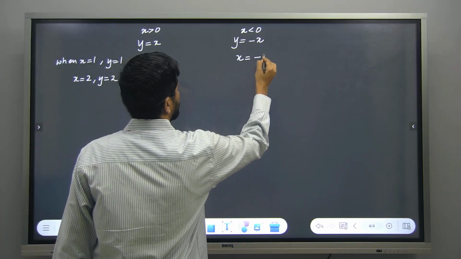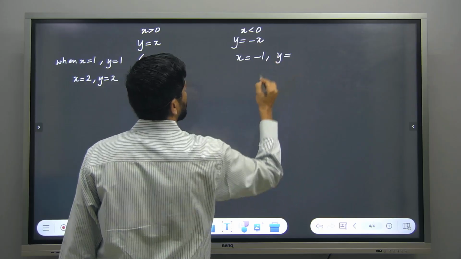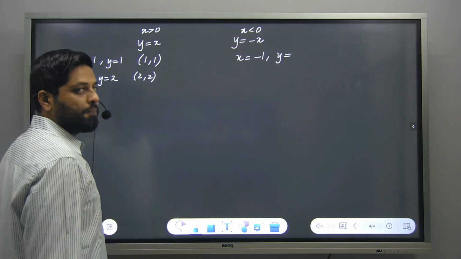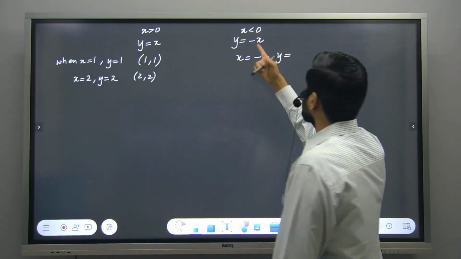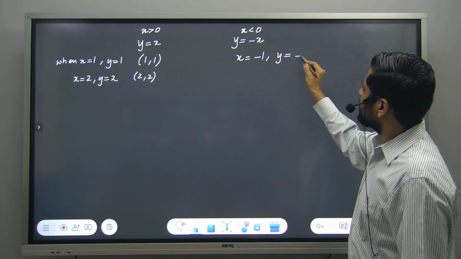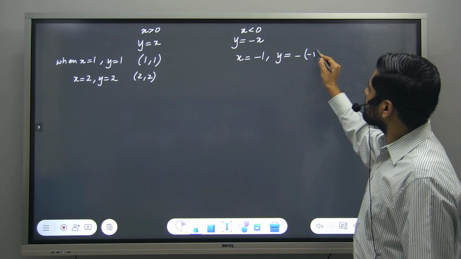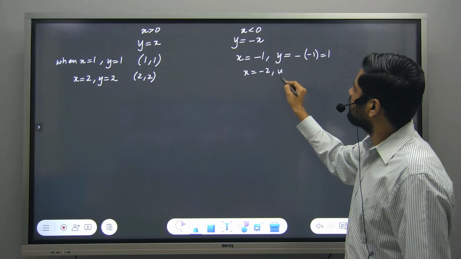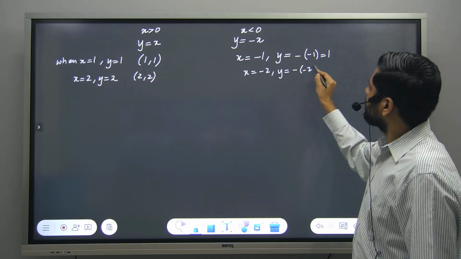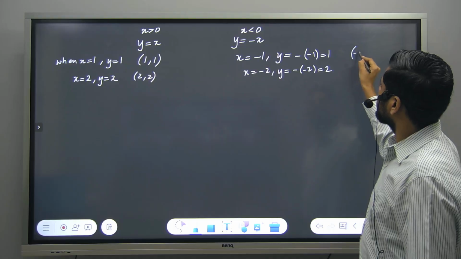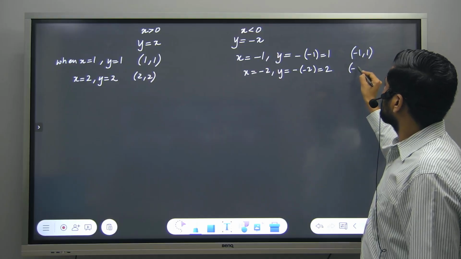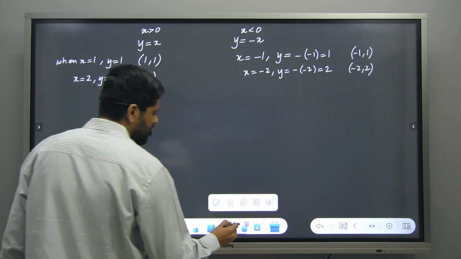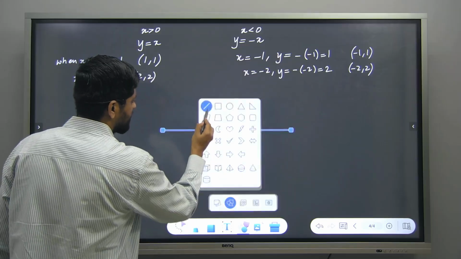Minus 1. What will be y? Plus 1, because y is minus of x. Minus of minus 1 is plus 1. When x is minus 2, y is plus 2. What about my point? My point is minus 1 comma 1, minus 2 comma 2. So if I plot this, let's see what happens when we plot it.